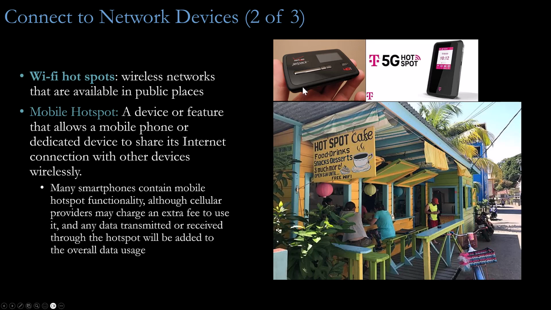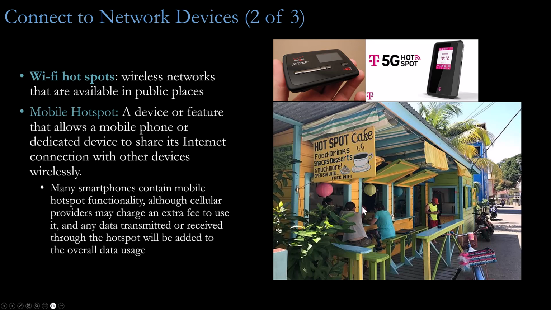These are little devices that we can take and use remotely. Okay, T-Mobile has one, Verizon has one. Mobile hotspots are here. Wi-Fi hotspots are basically just where can I connect to Wi-Fi? This could be hotels. You see here, this is the Hotspot Cafe, right? Free Wi-Fi.